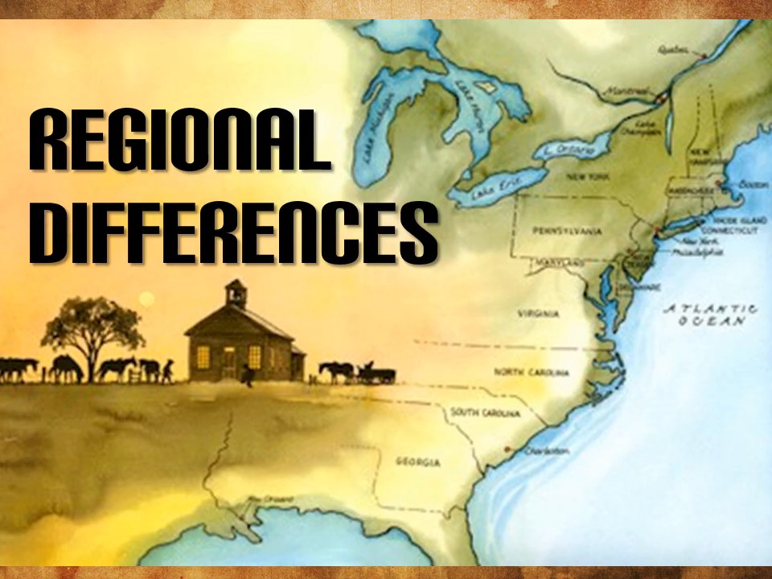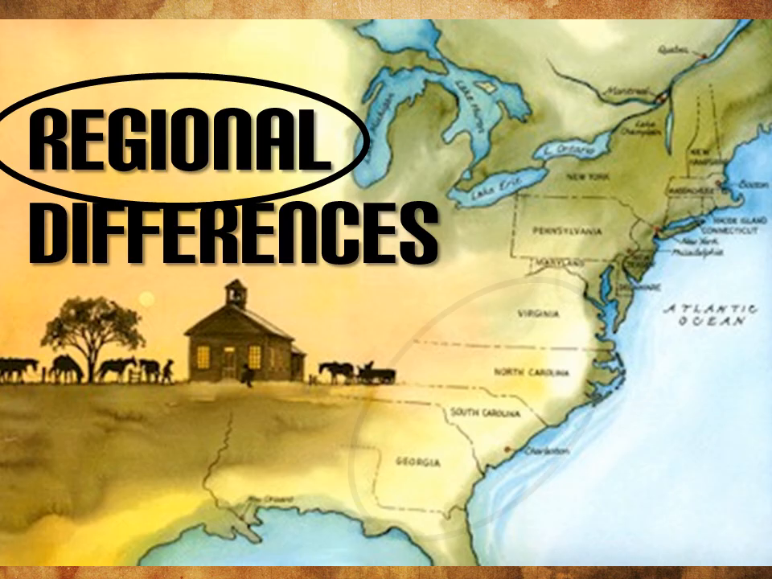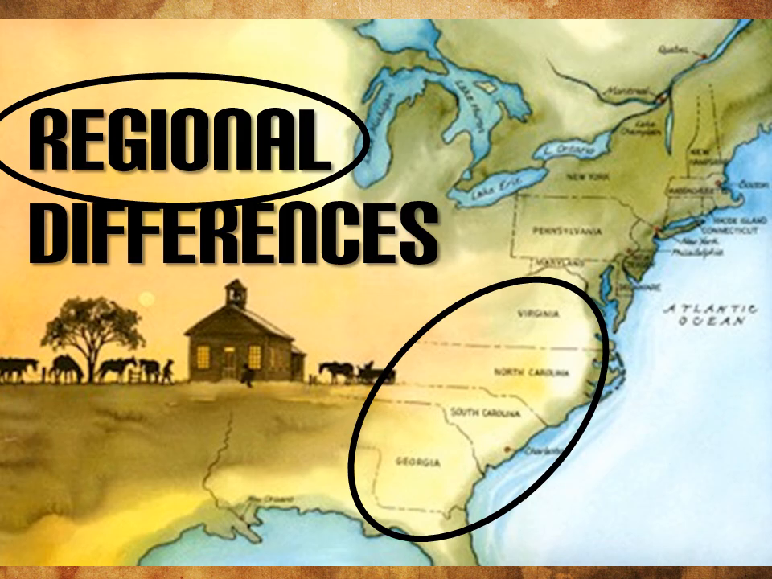Now, all the 13 colonies were divided up into what we call regions. Regions are colonies that are grouped together because they have things in common or they're a lot like each other.